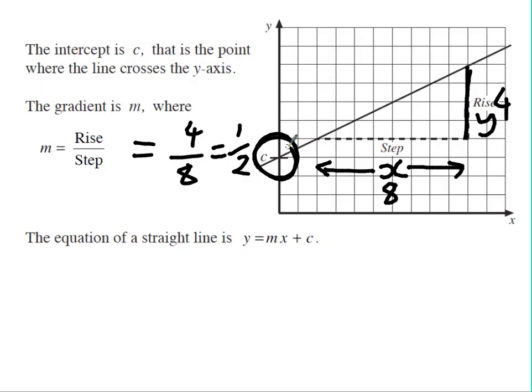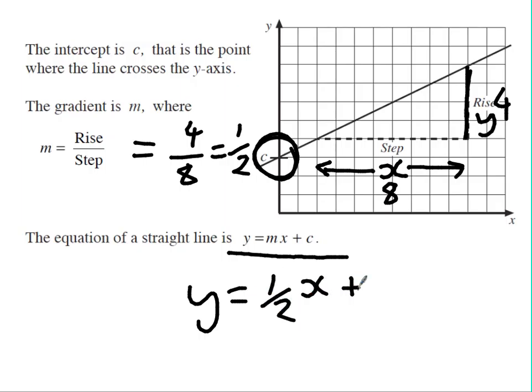Every single straight line equation can be written as y equals mx plus c, where m is the gradient and c is the y-intercept. So the equation for this particular line is y equals a half x, because the gradient was a half, plus 3, because the y-intercept is 3.